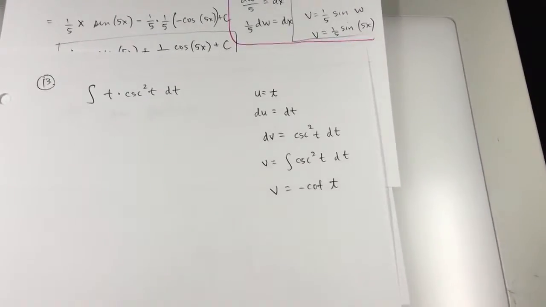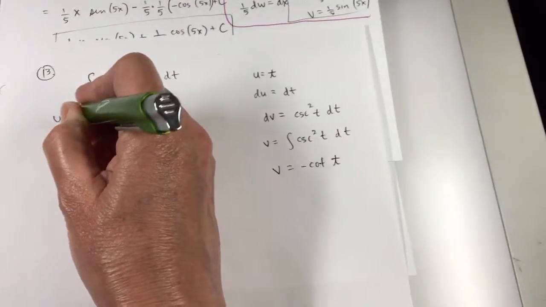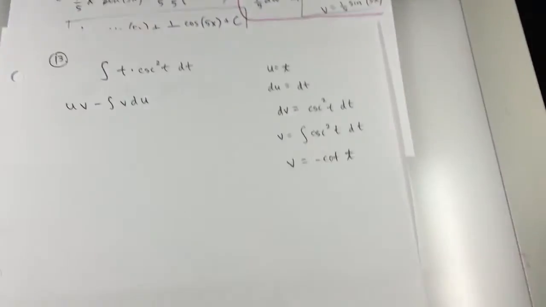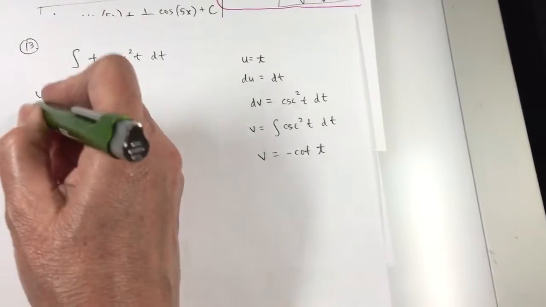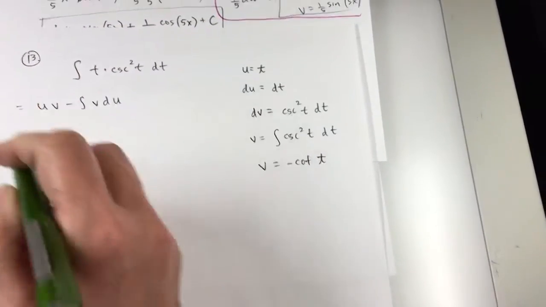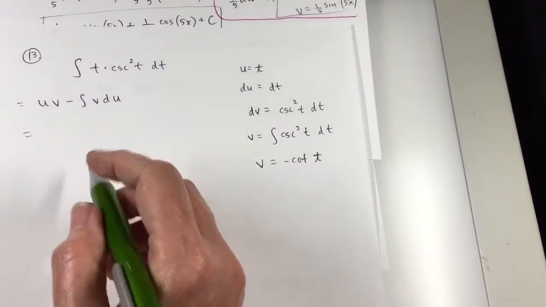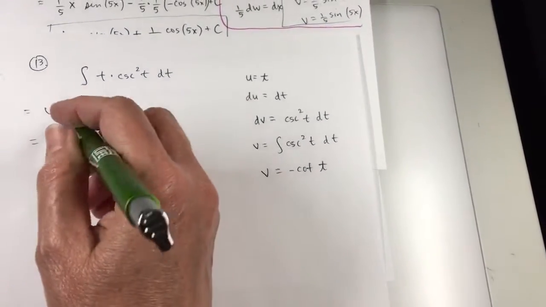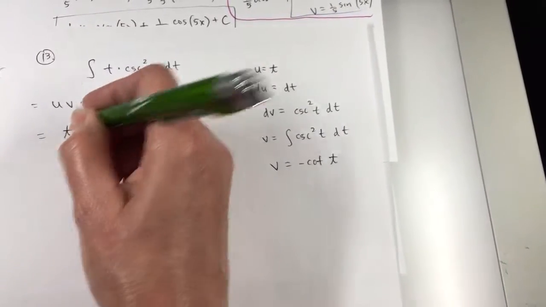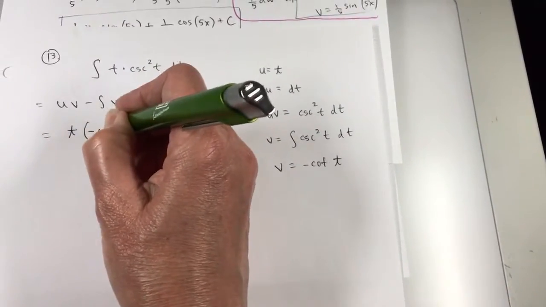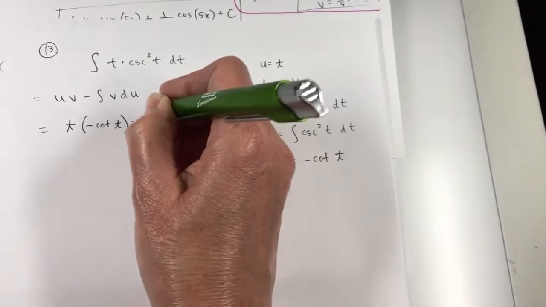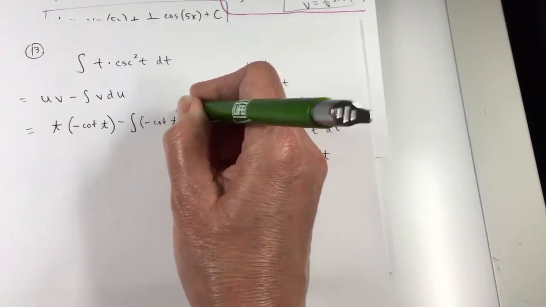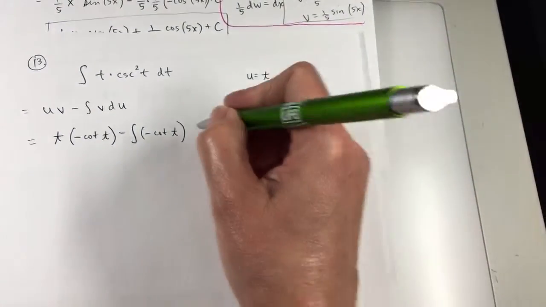So the formula for integration by parts is u times v minus the integral of v du. So I have u times v, t times negative cotangent t, minus the integral of negative cotangent t dt.